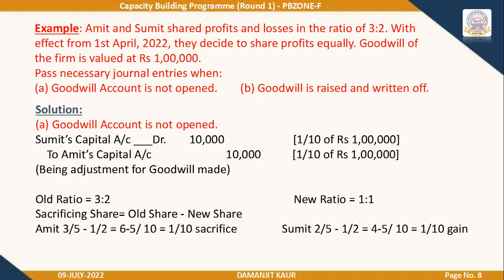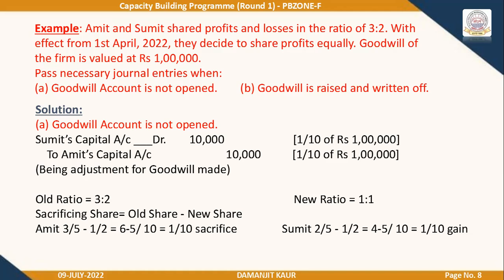Let's have an example. Amit and Sumit shared profits and losses in the ratio 3:2. With effect from 1st April 2022, they decided to share profits equally. Goodwill of the firm is valued at rupees 1 lakh. So old ratio here is 3:2, new ratio is equal and value of goodwill of the firm is rupees 1 lakh. Pass necessary journal entries under both the methods.